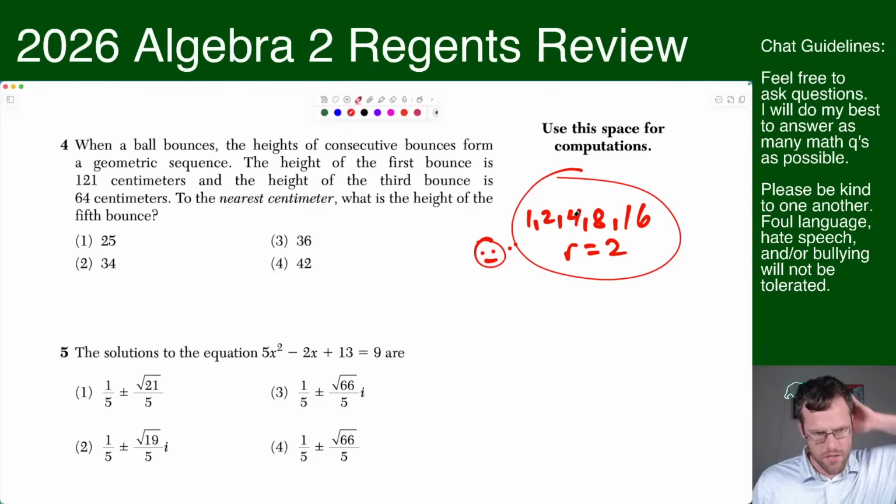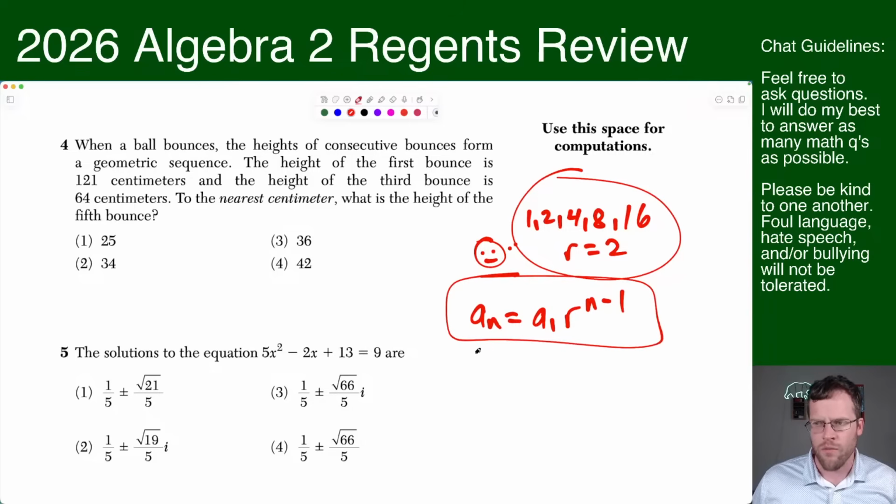Oh, the sum questions. Yeah. When I get to them, I'll sprinkle in something about sums. Okay, so for this one, the key is knowing the formula. When you want to find the nth term, it's equal to the first term times r to the n minus 1. This is a good formula to have for finding the terms of a geometric sequence.